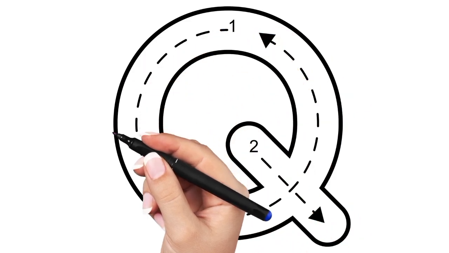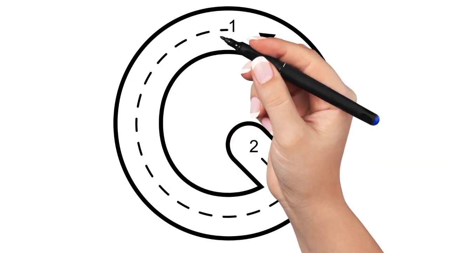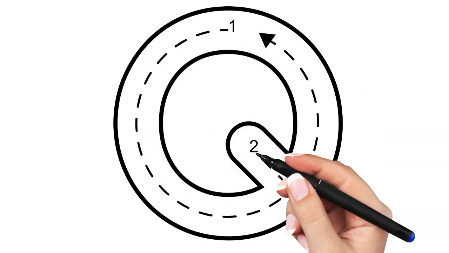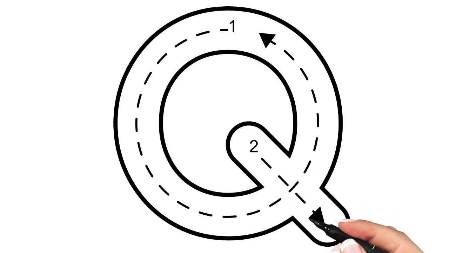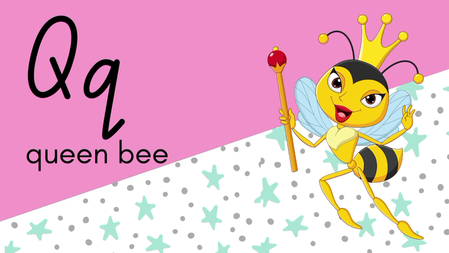1. Draw a one-time round circle. 2. Make a half diagonal line between the circle. Yes! It's Q. And Q is for Queen Bee.